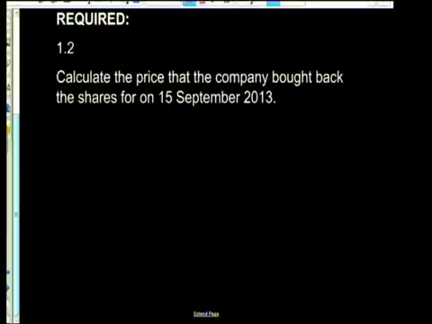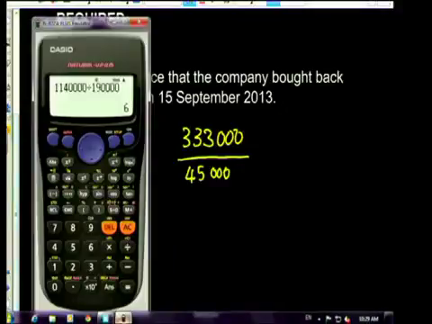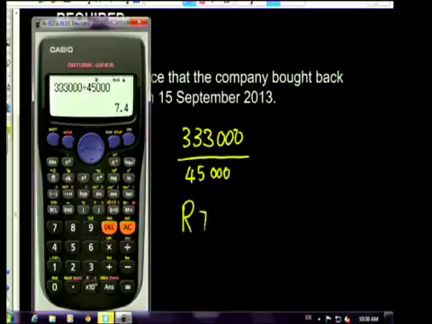What do we know? We paid 333,000. That was the Rand value of the shares. How many shares did we buy back? We bought back 45,000 shares. If we now do our calculation, we find that 333,000 divided by 45,000 gives me a value of 7 Rand 40 cents.